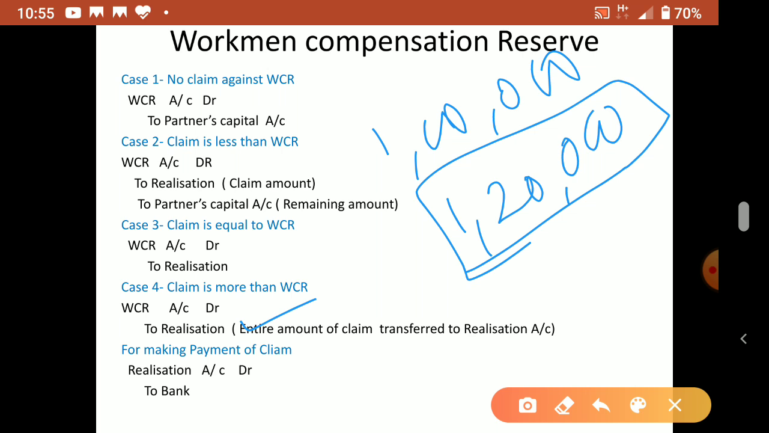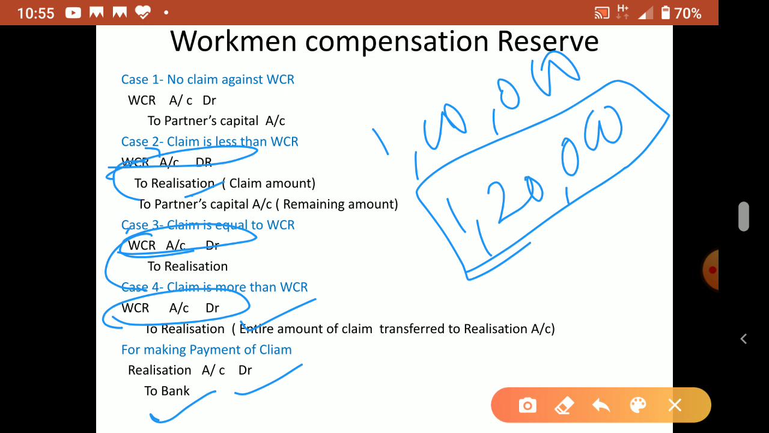Then one more entry in all these situations: for payment we will have to pay money, no? For that we have to pass a journal entry, realization to bank. That means the WCR, whatever is there, is going to the credit side of realization. You see, in all these situations the realization account credit side will go by WCR, by WCR, by WCR. But when you make payment it will come to the debit side, realization account debit to bank. So it will adjust each other, what you are transferring on the credit side and debit side.